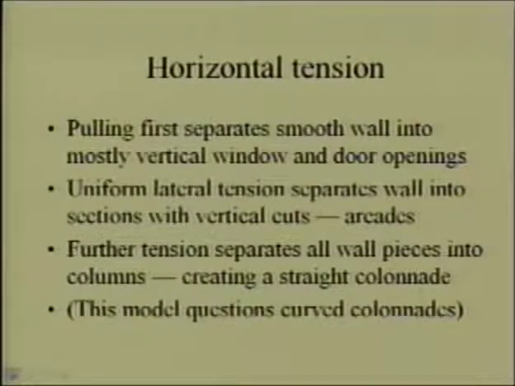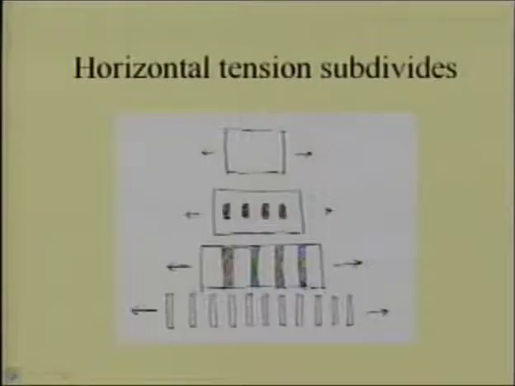So, let me apply this model to a wall. Pull a wall horizontally, and it first separates into mostly vertical window and door openings. Then, if you keep pulling it uniformly, it will separate the wall into arcades with large vertical cuts, and then further pulling will separate the wall pieces into columns, and you're creating a straight colonnade. So here I have identified a colonnade with straight pull, and this creates a question about curved colonnades, which in my opinion do not work as well, because the model for curved colonnades combines two things that are incompatible, but this is not the place to discuss that.